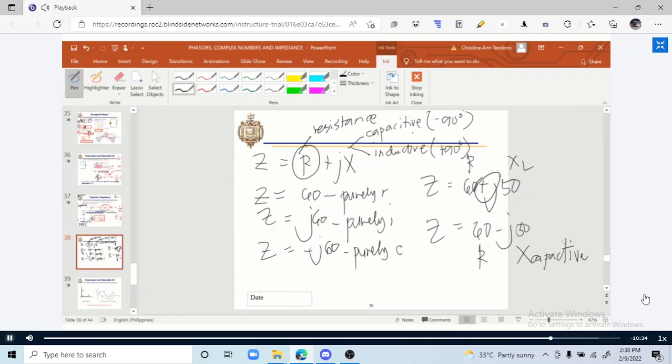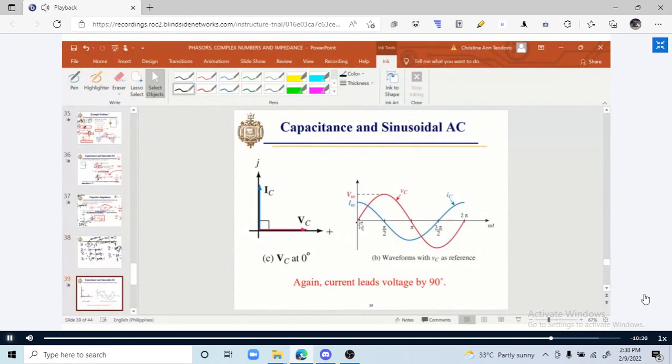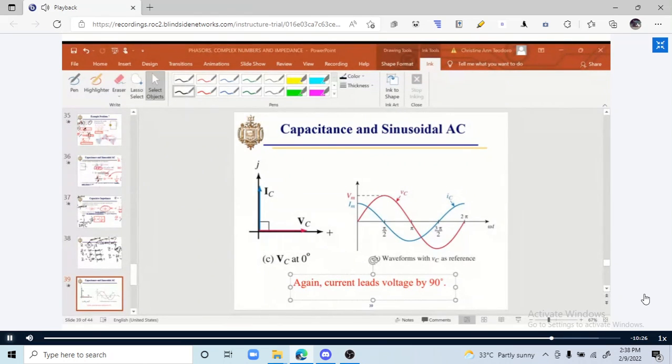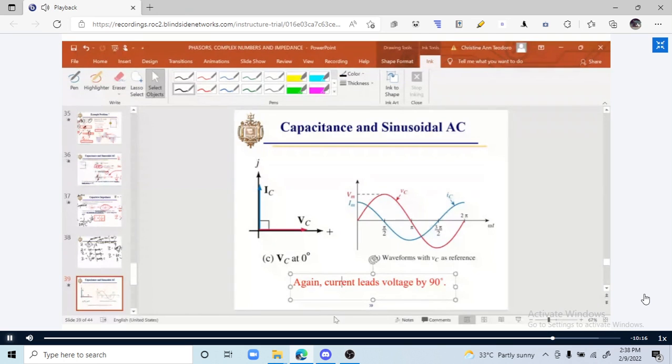Did you get it now? Did you get the impedance concept now? Okay. I hope it is clear now.